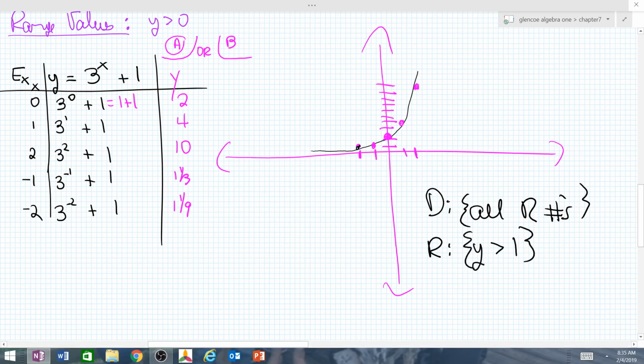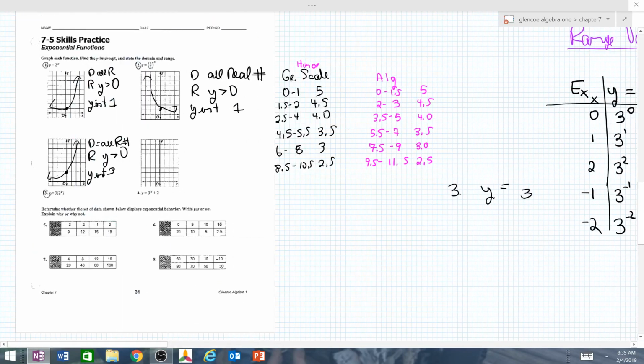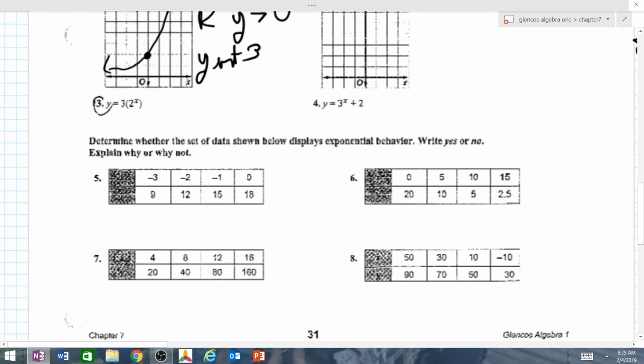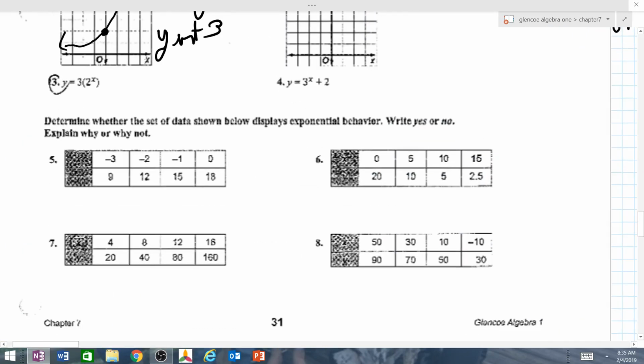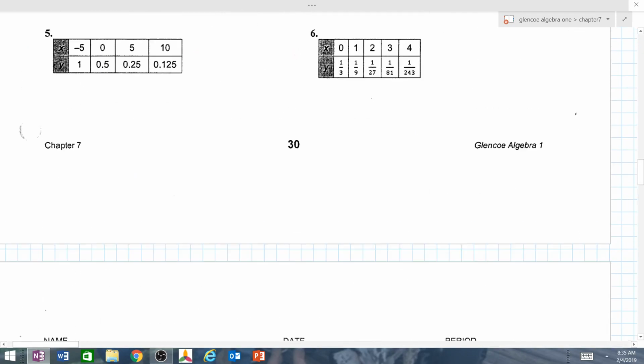And I'm going to be honest with you, I don't even think that I test on that. So basically this is what I'm interested in. Make a table, graph it, and tell me the y-intercept. Are you with me? Okay. That's icing on the cake. Okay, the second part of our lesson here is determine whether the set of data below shows exponential behavior. Write yes or no and explain why or why not.